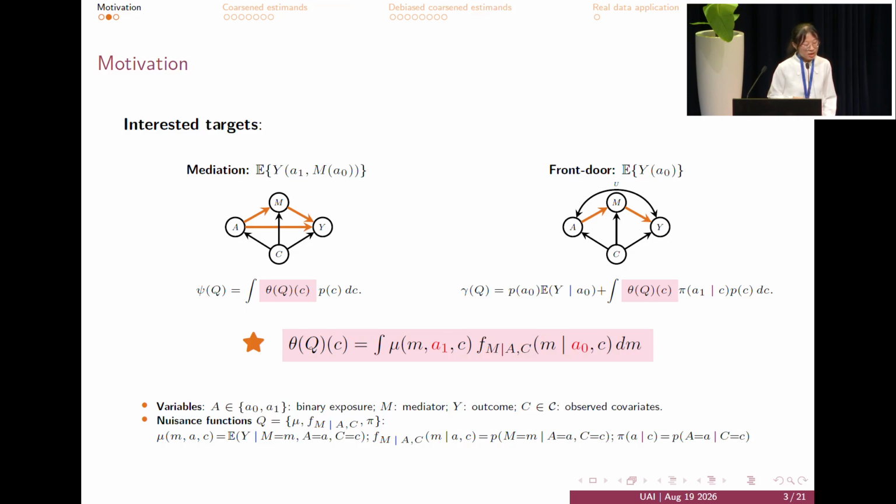So you can see psi q and gamma q share the same component, theta q of c. It is a function of c, and in this theta, we integrate the outcome regression over the mediator density. This is exactly what we will focus on, and sometimes I may directly call it theta for simplicity.